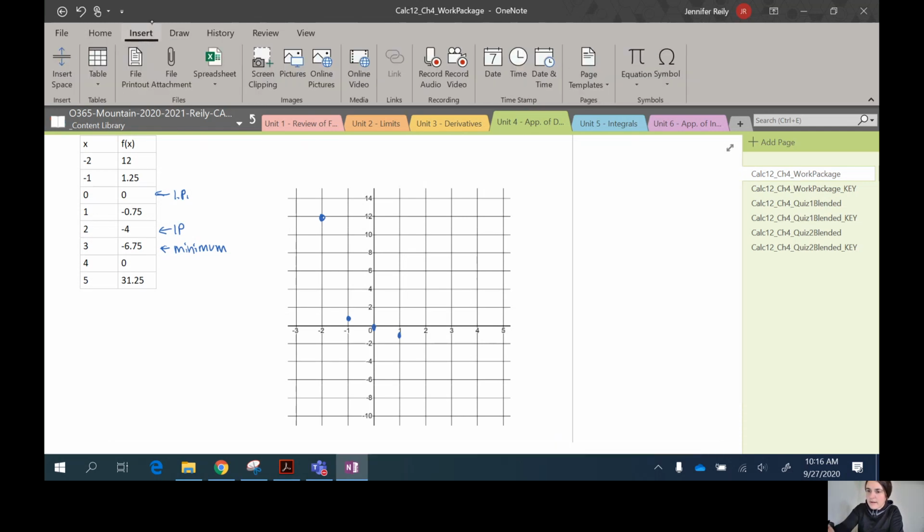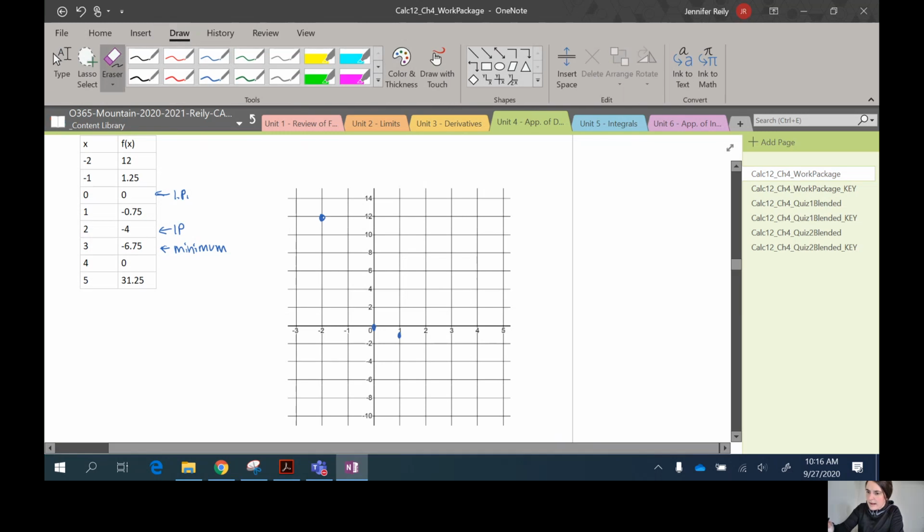So actually this one is not that accurate. I need to make that better. There we go. 2, -4, 3, -6.75, 4 is 0, and 5 is way off the charts.